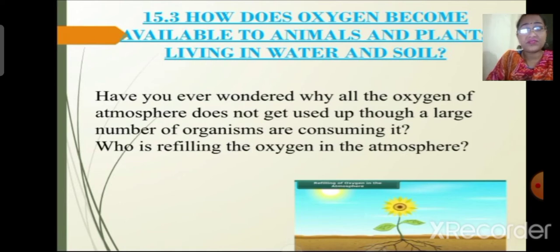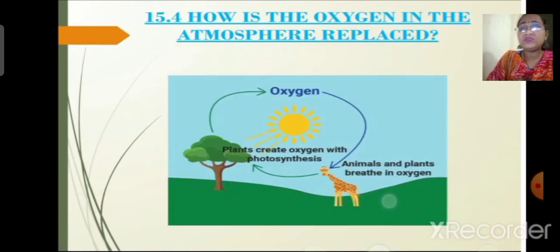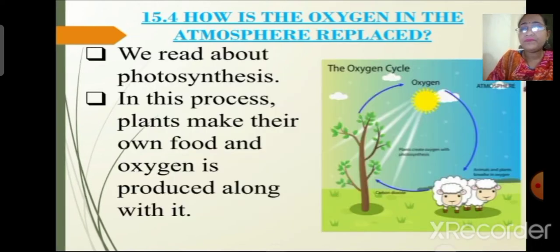We know the process of photosynthesis, right? In this process, plants, with the help of sunlight, water, chlorophyll, and carbon dioxide, produce their own food, and along with that, oxygen is also produced as the end product, and this oxygen is consumed by the animals.